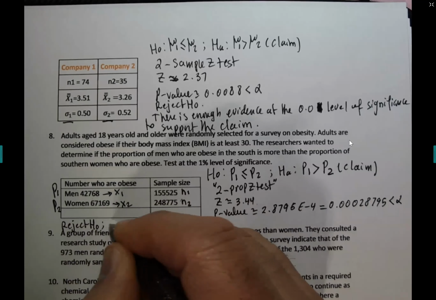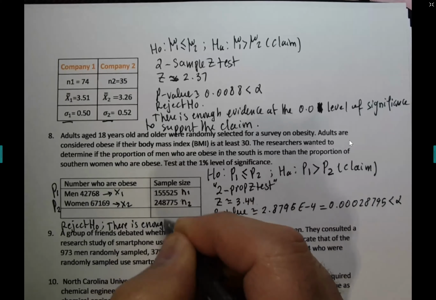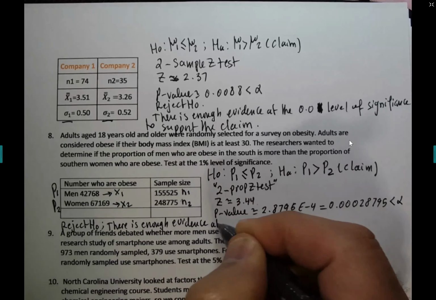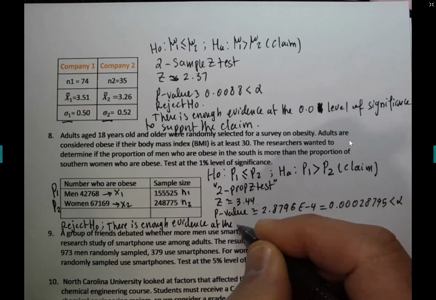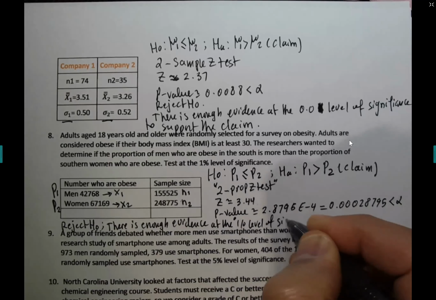And conclusion, there is enough evidence at the 1% level of significance to support the claim.